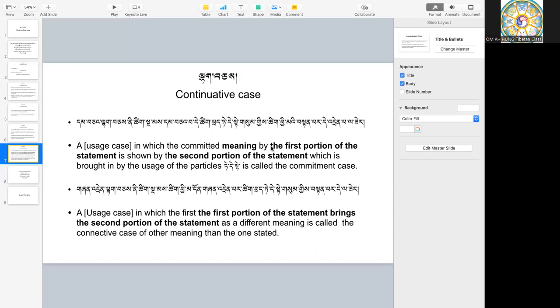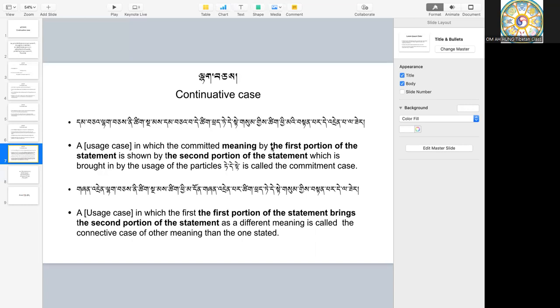And so these two statements, the statement that commits and the statement that is committed, are connected by the continuative case. This particular type of statement is known as the commitment case, and we're going to discuss this in more detail when we come to the usage case. So today it's just an introduction.